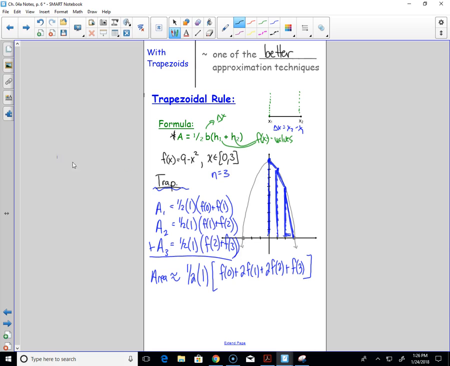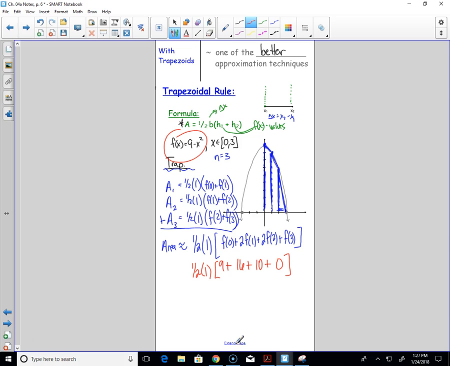So, let's finish this example so we have it all nice and neat and solved. How do we finish this out? Plug in. The function is 9 minus x squared. All we have to do is say, okay, we have 1/2 times 1 of, who is f of 0? 9, plus 2 times f of 1? 8. 8 times 2 is 16, plus 2 times f of 2. 5 times 2 is 10, and then f of 3? 0. Remember, just plug it in.